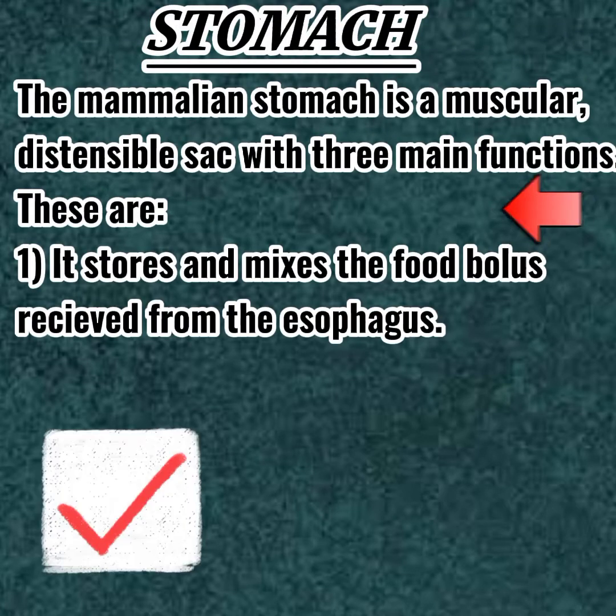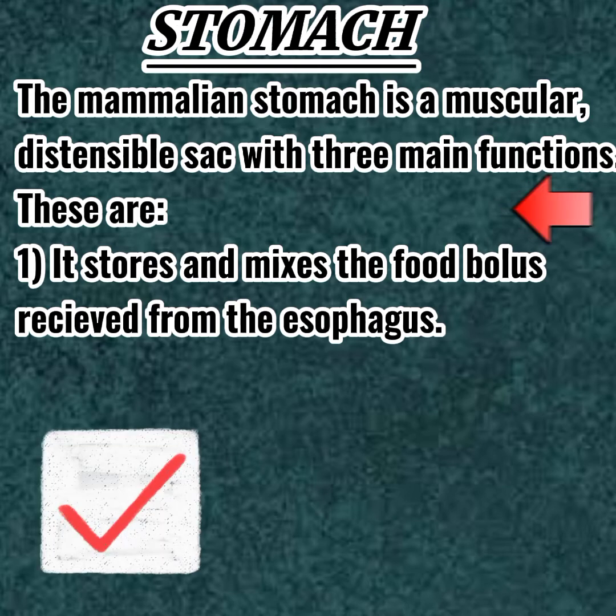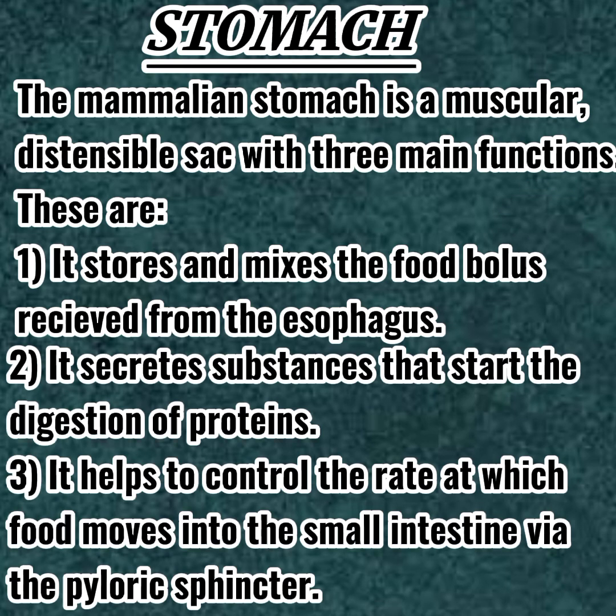to the stomach. Stomach. The mammalian stomach is a muscular, distensible sac with 3 main functions. These are: 1. It stores and mixes the food bolus received from the esophagus. 2. It secretes substances that start the digestion of proteins. 3. It helps to control the rate at which food moves into the small intestine via the pyloric sphincter.